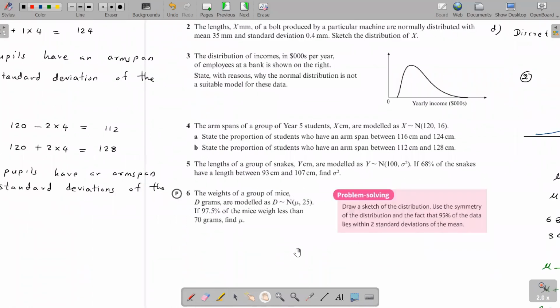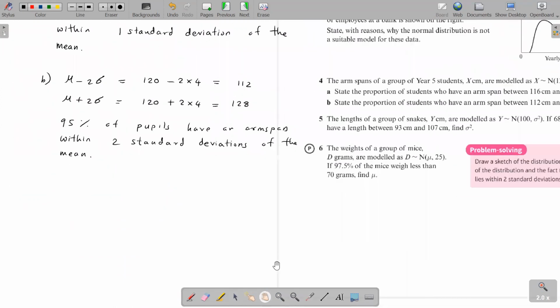Okay, so next I'll move on to question number 5. The lengths of a group of snakes y centimeter are modeled as y follows a normal distribution with mean 100, variance sigma square. If 68% of the snakes have a length between 93 and 107 centimeters, find sigma square. So how do you do this? We know that 68% of the data will lie within 1 standard deviation of the mean.